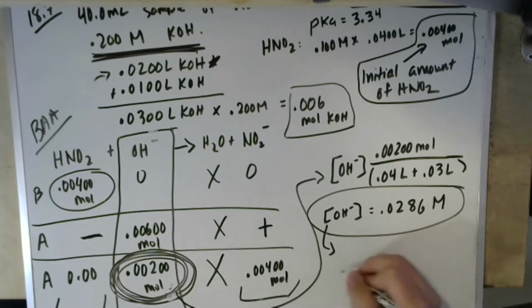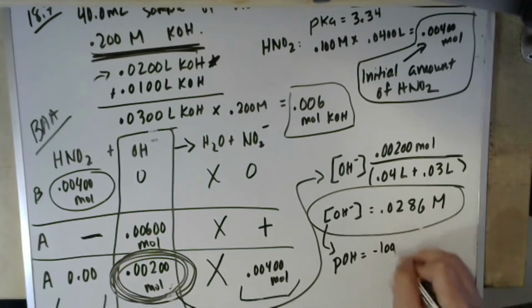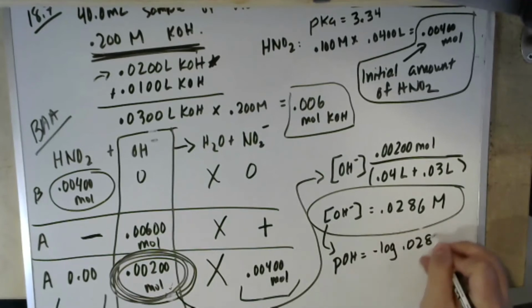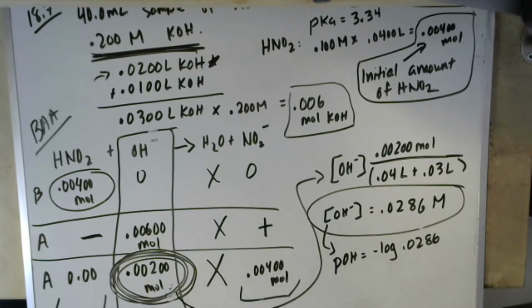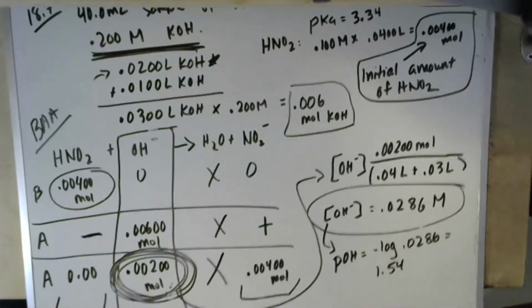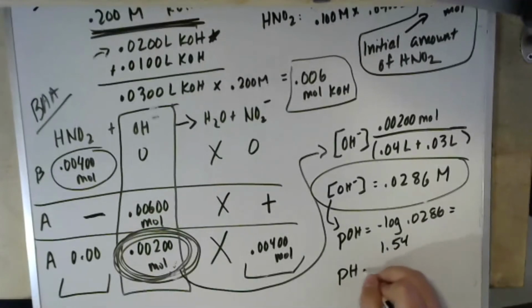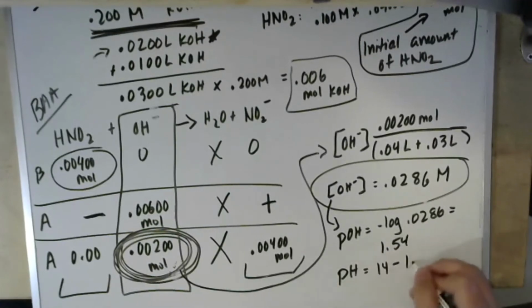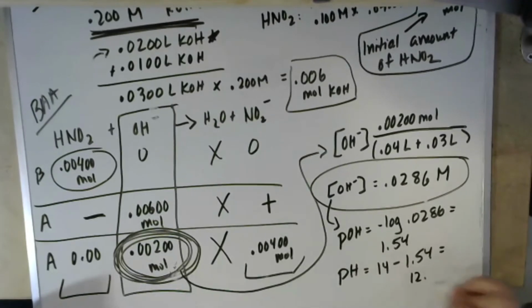Okay. So we're going to get our pOH from this value. So that's going to be 1.54. And then we'll calculate the pH from that. So it's going to be a pH of 12.46.